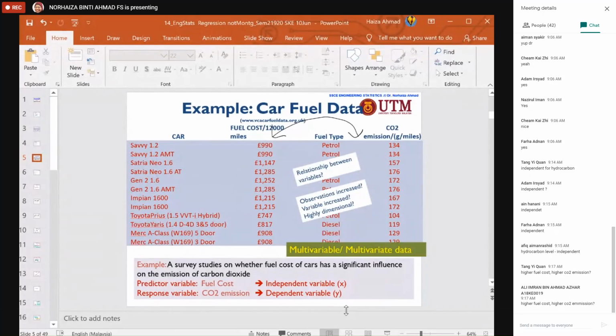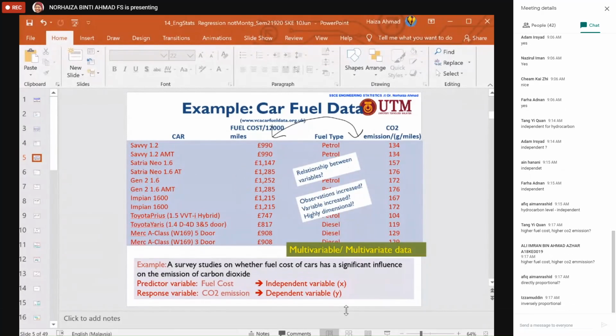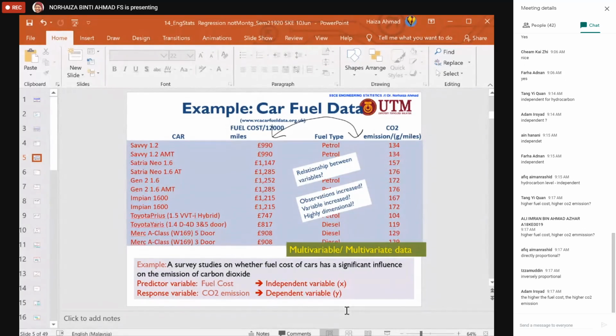Higher fuel cost, higher CO2. Right? Ali, higher fuel cost, higher CO2. Directly proportional. Proportional is a bit much in terms of the amount, we are not sure, but it is a direct relationship, right? It's not inverse. If inverse, it is the opposite. If higher means higher, it is a direct relationship. The higher the cost, the higher the CO2.